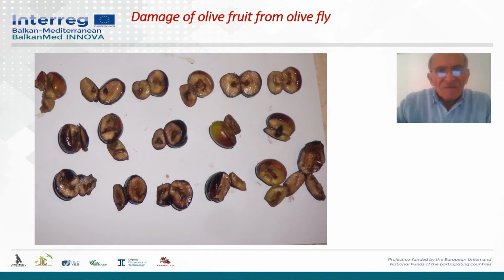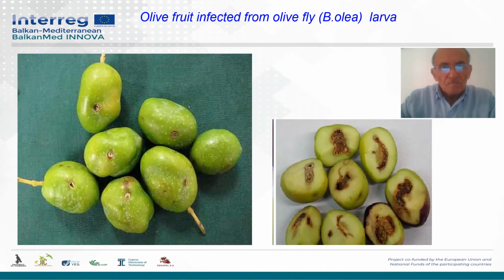Here we see the damage of fruits from olive fly. We see inside the pulp of the fruit, we see the larvae has more or less destroyed the olive fruits. Here we have another picture of fruits damaged by olive fly. We see here the holes of olive fly larvae, and in another picture we see the olive fly inside the pulp that has destroyed the olive fruit pulp.